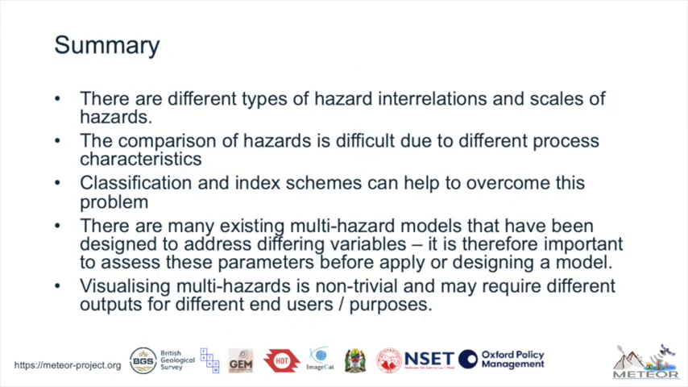The topic of multi-hazards has many different components, and this talk is designed to be a brief introduction only to highlight some of the parameters to keep in mind when exploring multi-hazard modelling. In summary, there are different types of hazard interrelations and scales of hazards. The comparison of hazards is difficult due to different process characteristics. Classification and index schemes can help to overcome this problem. There are many existing multi-hazard models that have been designed to address differing variables. It is therefore important to assess these parameters before applying or designing a model. Visualizing multi-hazards is non-trivial and may require different outputs for different end users or purposes.